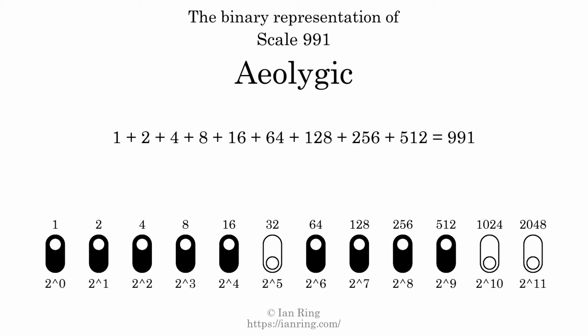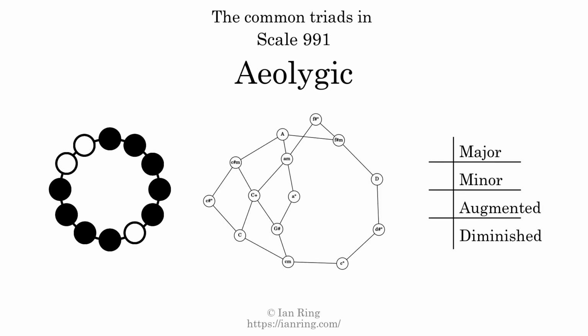The scale number not only enumerates the scale with a unique index, but it also literally describes the tonal content of the scale. Represented as a binary number in base 2, the scale number is 001111011111. Here are the common triads present in this scale.